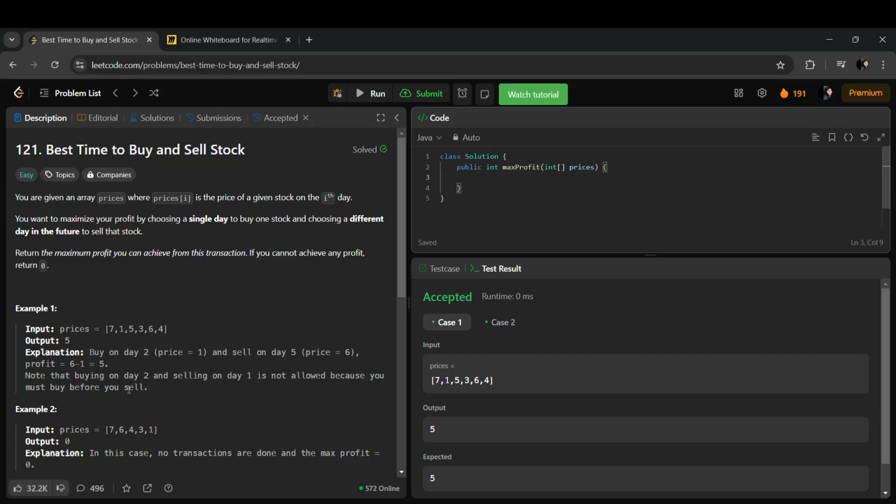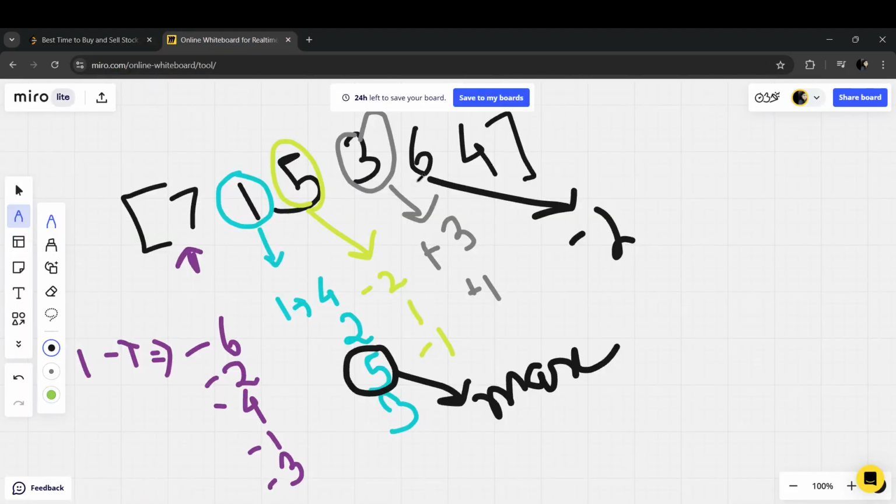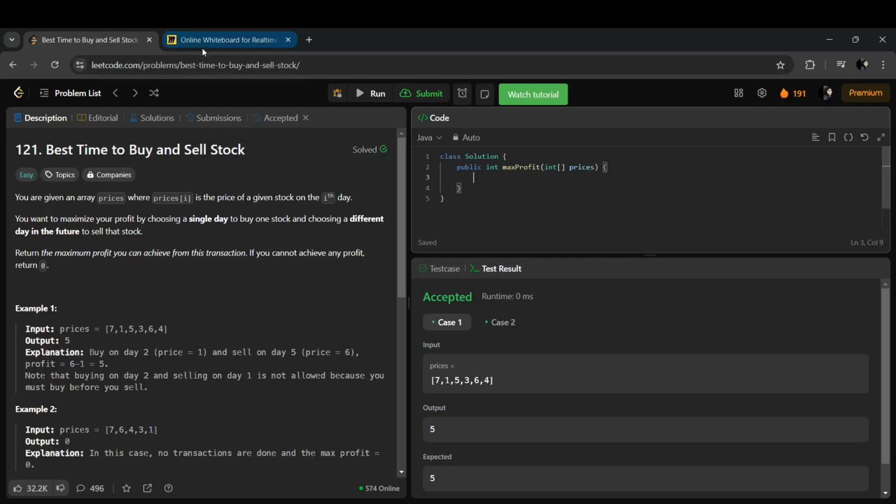Now see, note that buying on day 2 and selling on day 1 is not allowed. I cannot buy my stock on the 5th day and sell on an earlier day. Of course, you cannot get back to your previous day, right? You cannot go back to yesterday. It's the same thing. So like this we will approach.